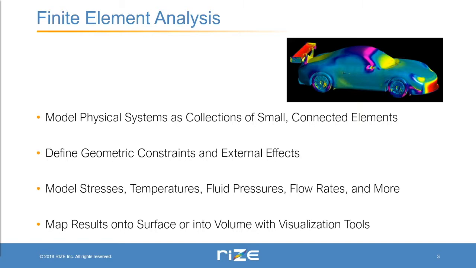So implementing finite element analysis essentially involves defining the geometric constraints that are going to be constraining the object, and then applying various external effects. So this could include forces or temperature applied through heat, as well as fluid inputs and outputs. And using these different types of effects, you can model stresses, temperatures, and pressures or flow rates of fluids as mapped over the surface or the internal volume of a part.